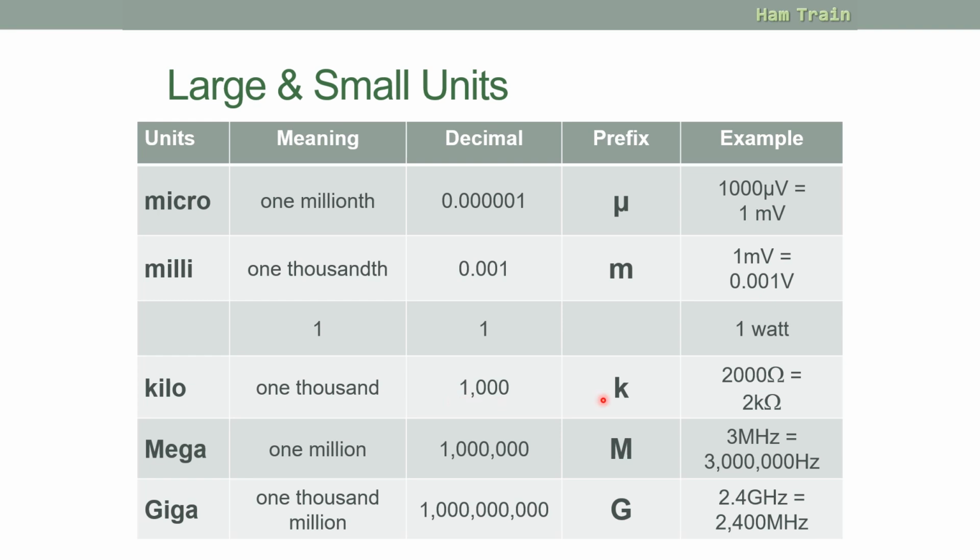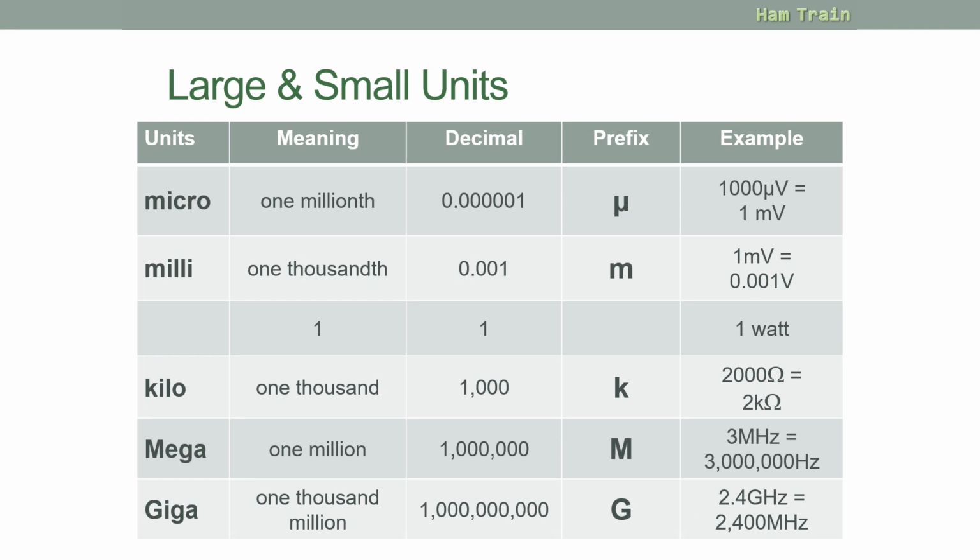Example there, 2000 ohms would be 2 kilo ohms, that's resistance. Mega is another straightforward one, 1 million, so 1 and 6 zeros, capital M. And the example here, 3 megahertz is 3 million hertz. And at the top end we have giga, which is 1000 million, or 9 zeros, symbol capital G. And Wi-Fi, your home Wi-Fi system, 2.4 gigahertz would be 2400 megahertz.